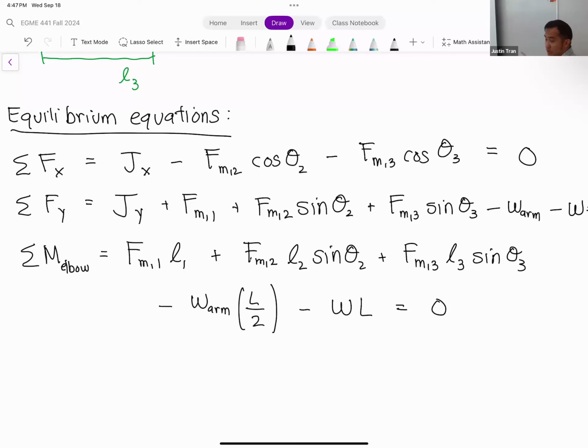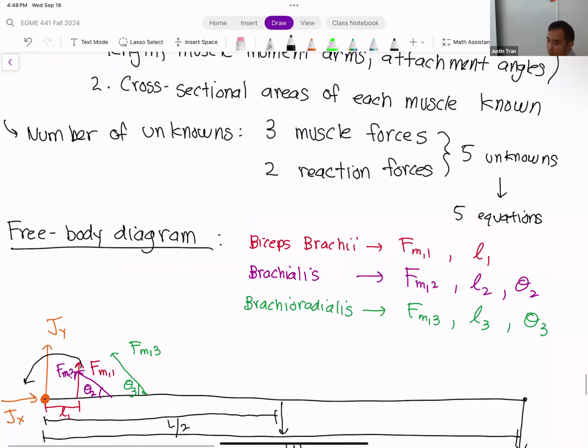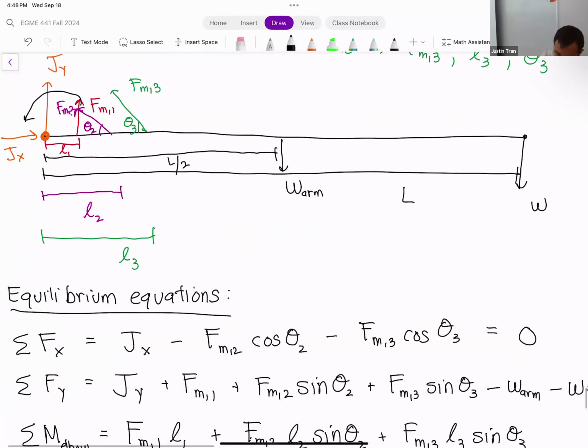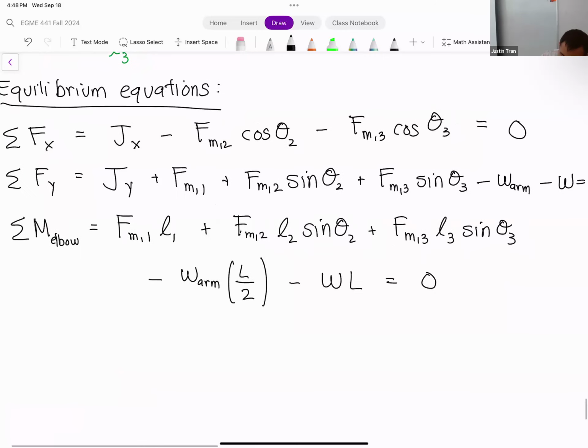Any questions on the equilibrium equations that we got here? Okay, cool. These are our typical 3 equations. You're going to get these 3 equations in every static problem. But we have a problem at this point. We have our 3 equations, but we already established that we need 5 equations to solve this system, since we have 3 muscle forces and the 2 joint reaction forces. As it is, this set of equations is not going to be enough to solve this system.